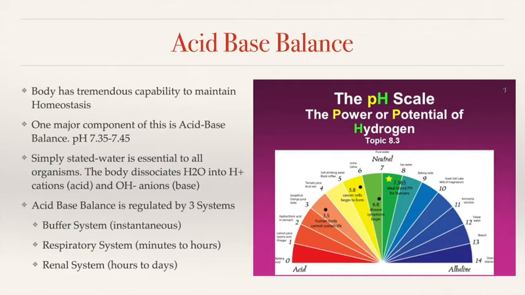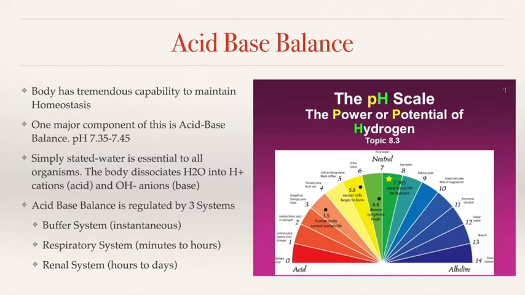Now, simply stated, all living organisms require water to live. So as the water is created in our body, it dissociates into hydrogen plus cations, which are acidic, and hydroxide anions, which are basic. And our body regulates the level of alkalinity or acidity with different mechanisms.